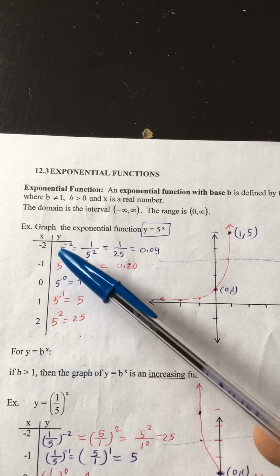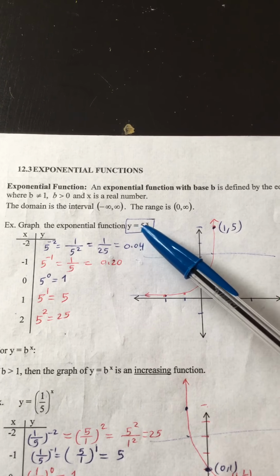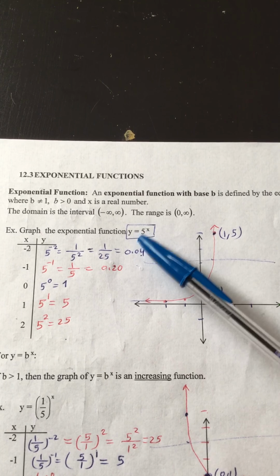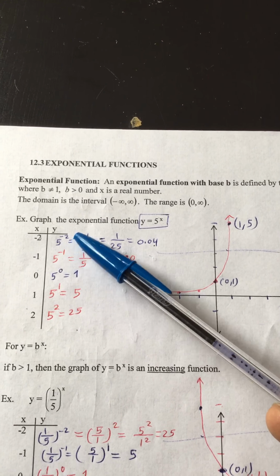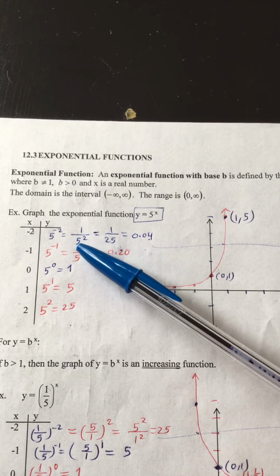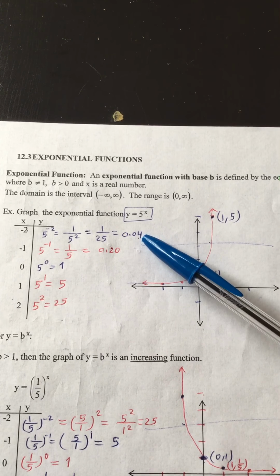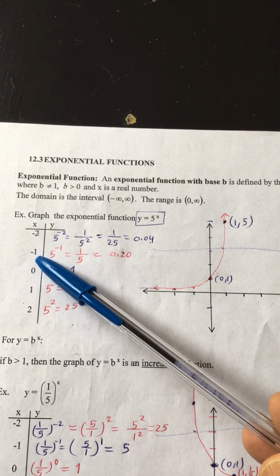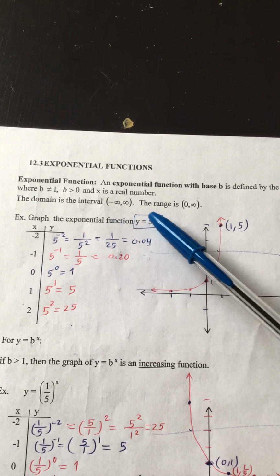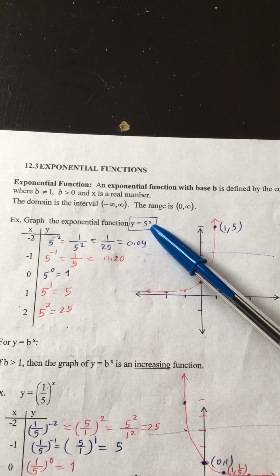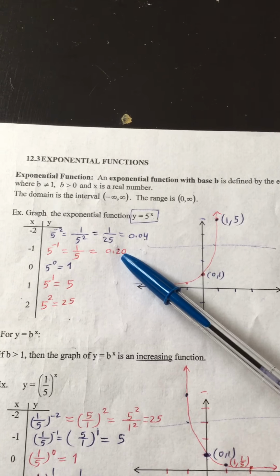To find y, substitute negative 2 for x in this function. So we get 5 to the negative 2. Use the properties of negative exponents. So this is equal to 1 over 5 squared, or 1 over 25, which is equal to 0.04. Similarly, if x equals negative 1, substitute negative 1 for x here. So we get 5 to the negative 1, which is equal to 1/5, which is 0.2.